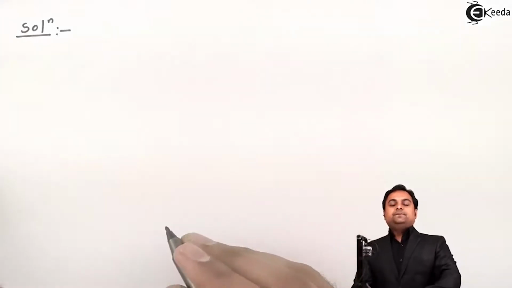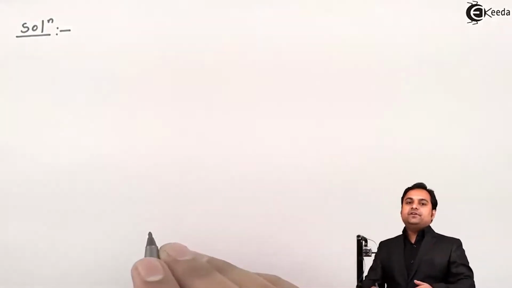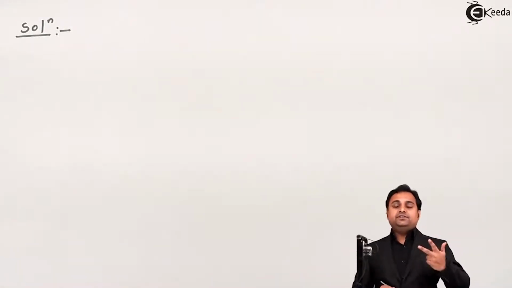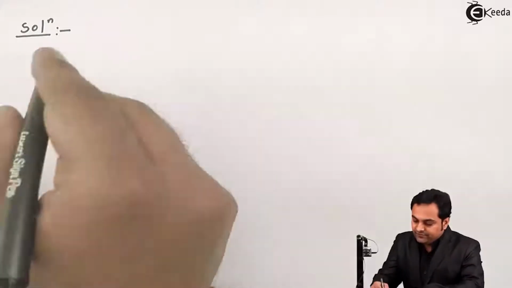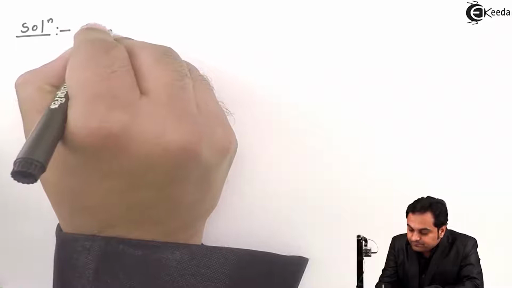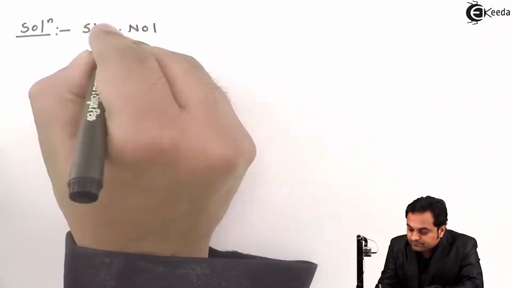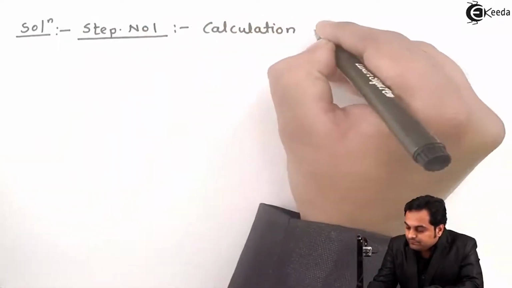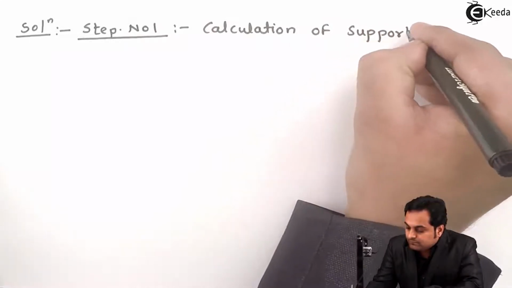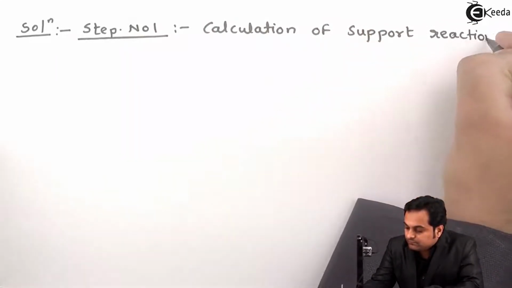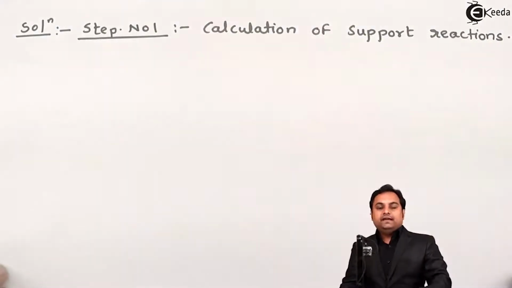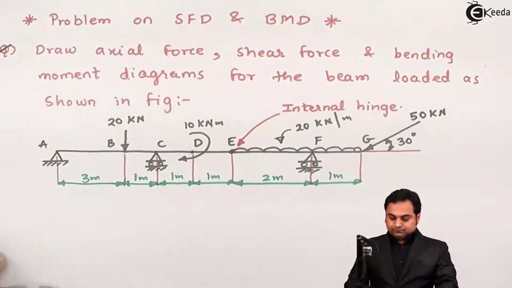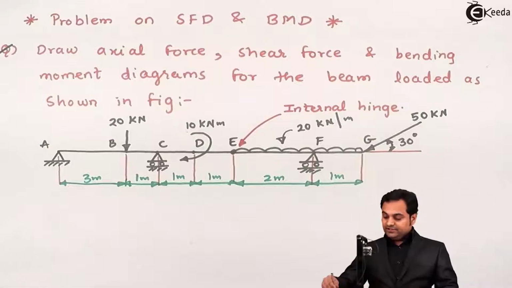Now in the solution part, we will divide the solution into three simple steps. The first one will be calculation of support reactions, second shear force calculations, and third bending moment calculations. So starting with the first step, calculation of support reactions. Now, for the support reactions, here there is a hint in this problem.